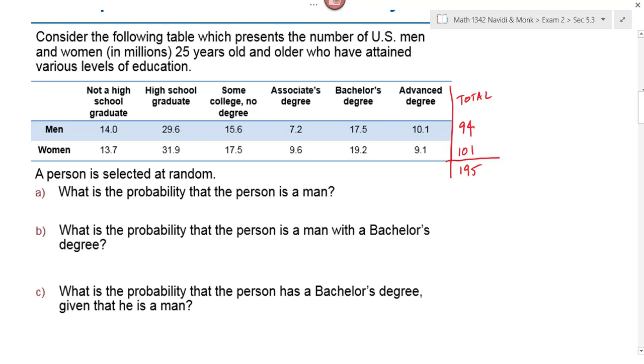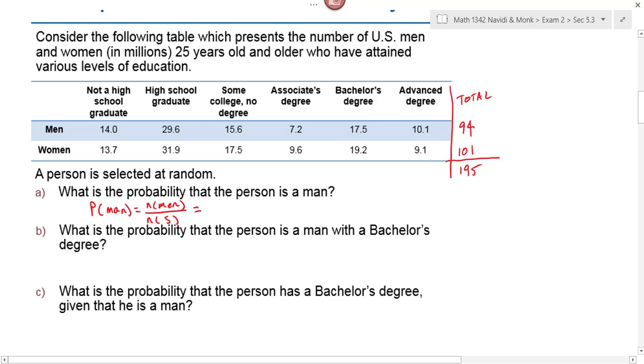In this first problem, we're asked what is the probability that the person is male. If we randomly select an individual, what's the probability that we randomly select a man? Well, using the general probability formula, we know that the probability that we select a man is going to be equal to the number of men divided by the number of people in our sample space.